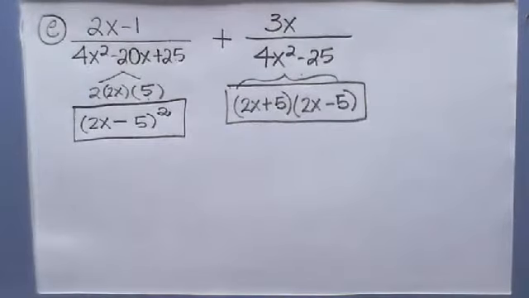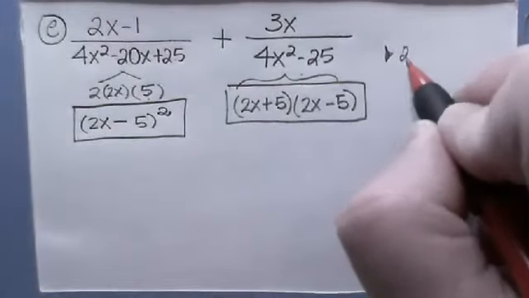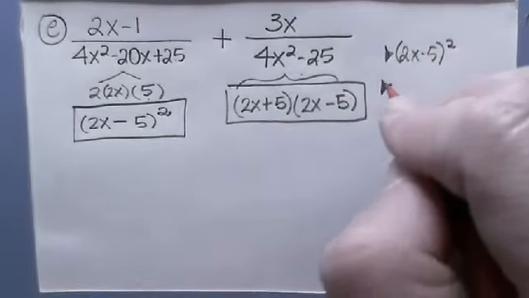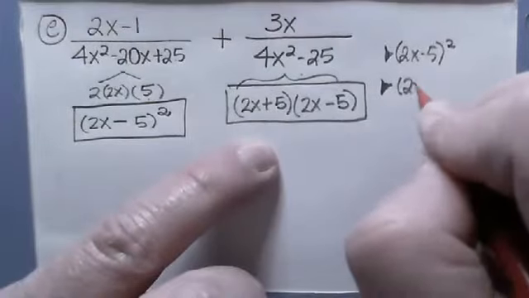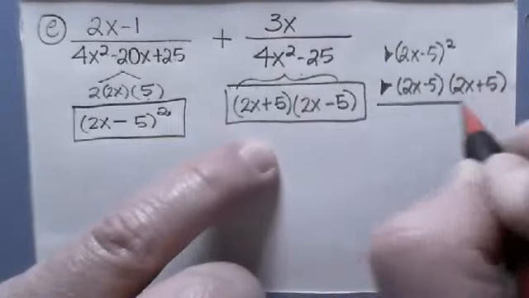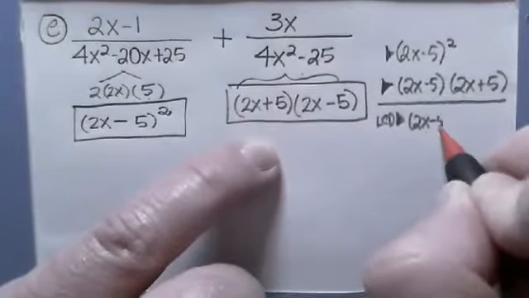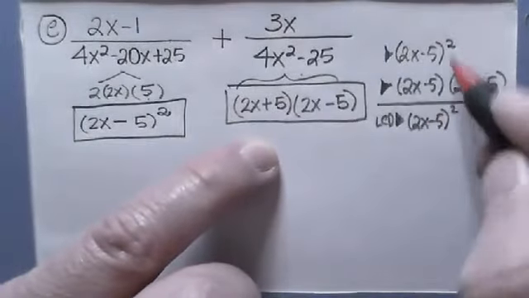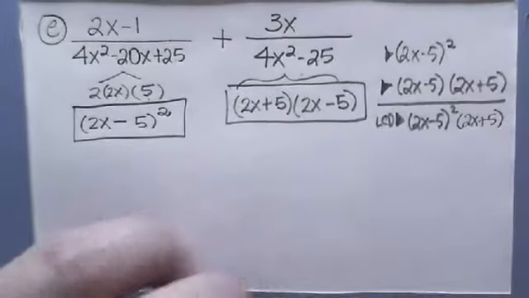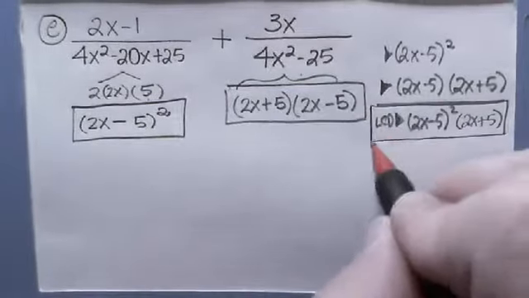Okay? Alright, now that we have that, I'm going to come over here and line up our factors. The first denominator is 2x minus 5 to the second power. We're going to line up the second denominator, which does have a 2x minus 5. It also has a 2x plus 5 that I need to write on the side. So the LCD here would be 2x minus 5 to the second power, because you need to use the highest exponent, and 2x plus 5.